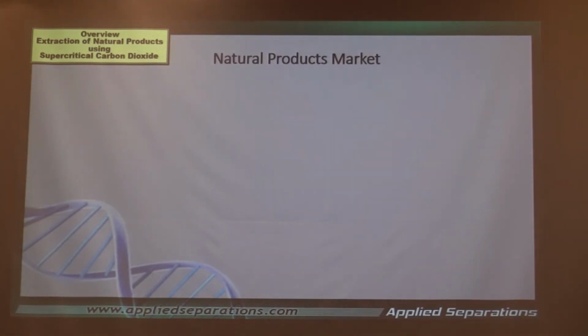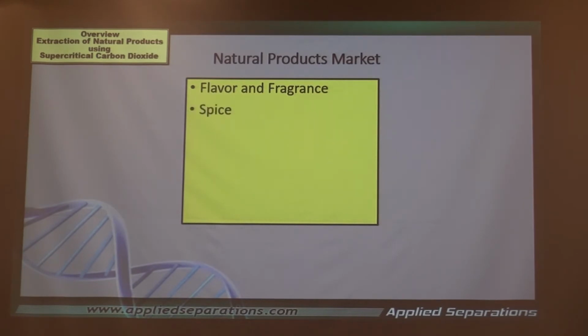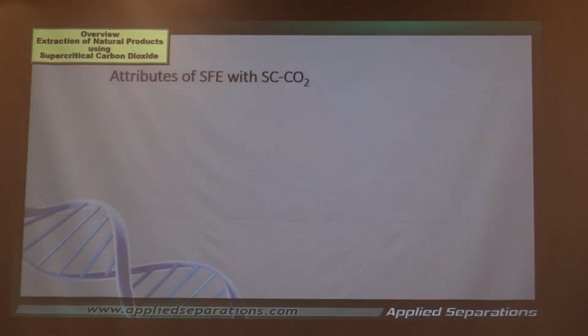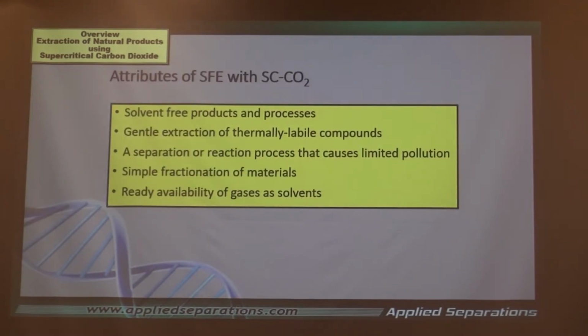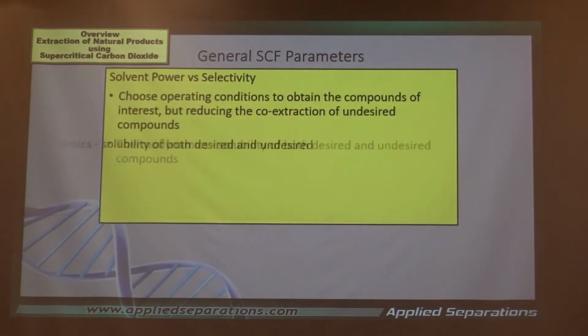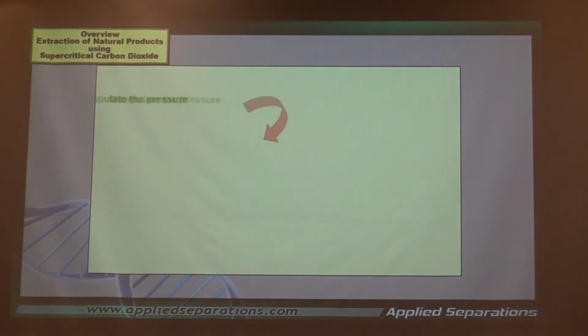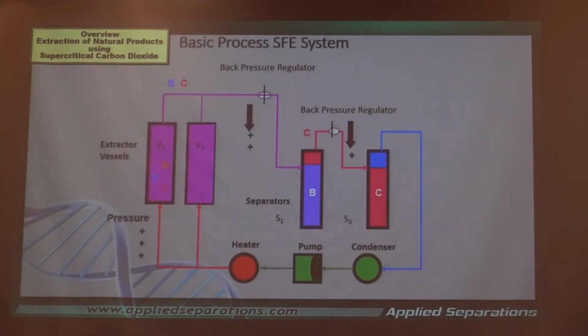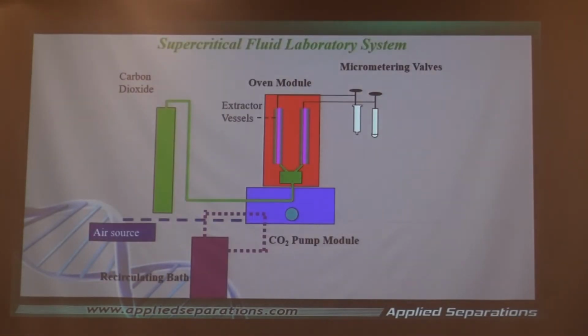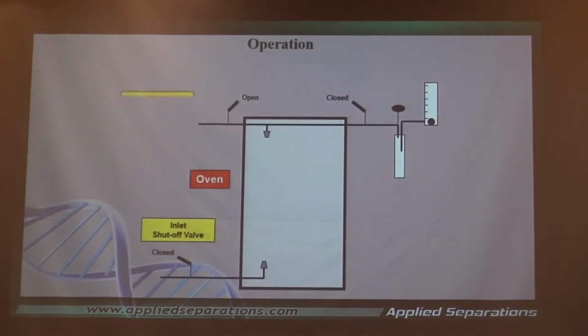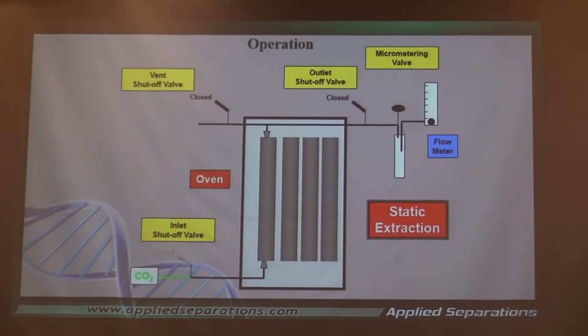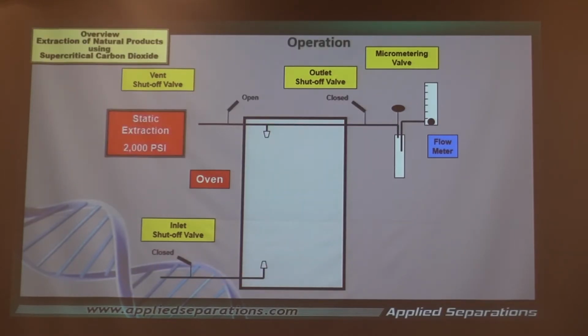Nutraceuticals, we've talked about a little bit. These are flavors, fragrances, spices, herbs, nutraceuticals, colors, lipids. I'm going to go through this because we've already talked about much of this. I want to get into talking about essential oils. This is very important for us. Essential oils, yes.